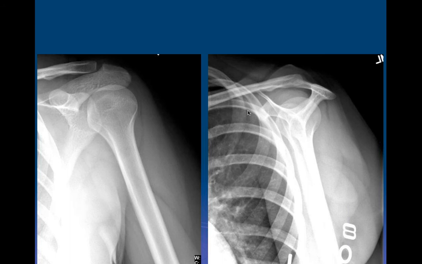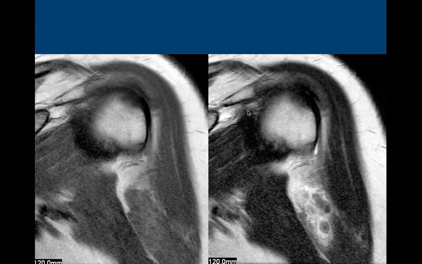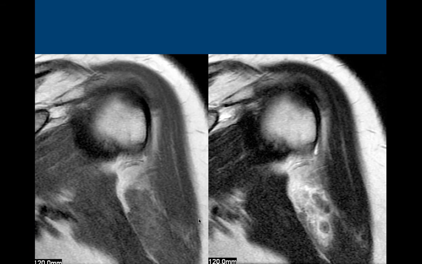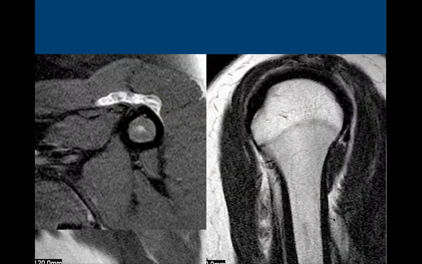Plain film here. Michael, what do you think of this? Okay, so we have AP, and all right, so on the plain film, it looks like the shoulder's articulated. There's soft tissue prominence adjacent to the humerus here, and then on the MR, we have abnormal signal within the muscles here.